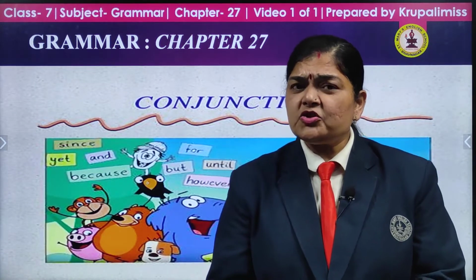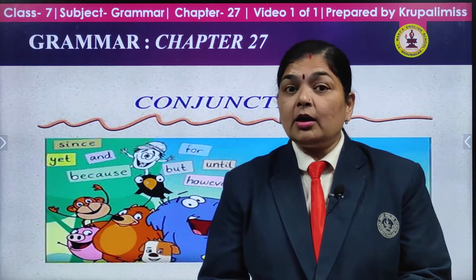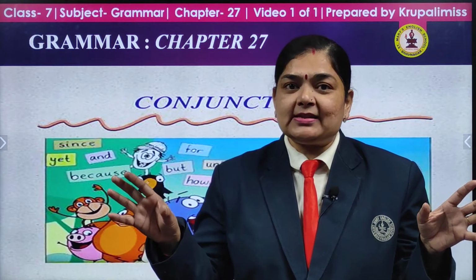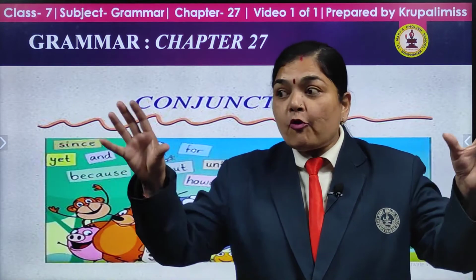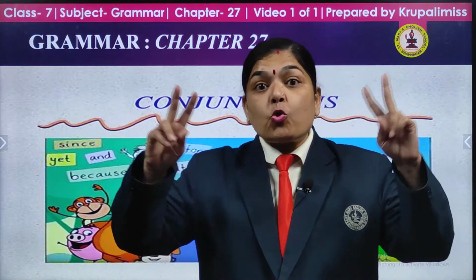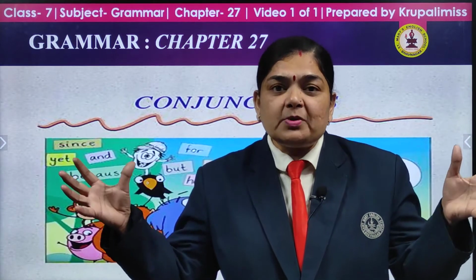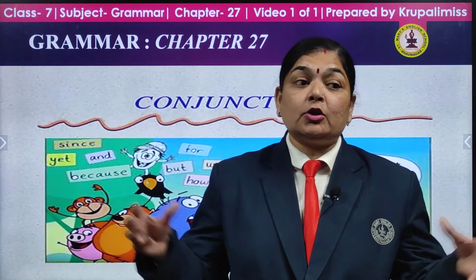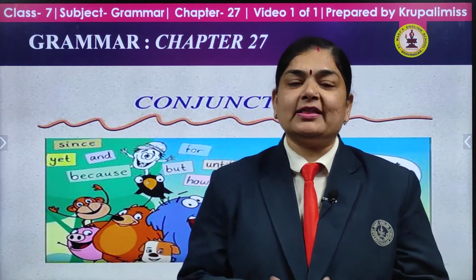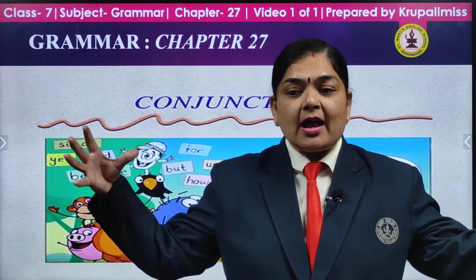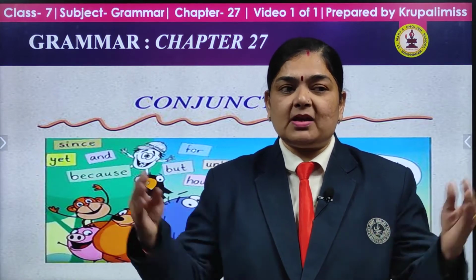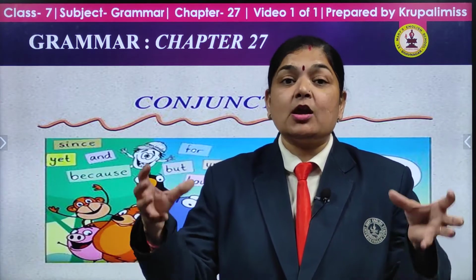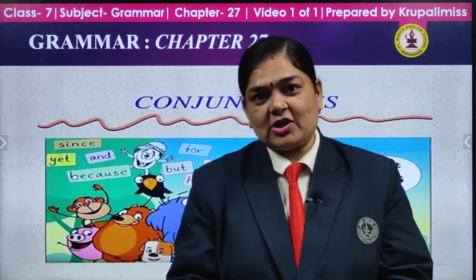Do you know what a conjunction is? When two things, two sentences, two phrases, two opposite or contrasting sentences are to be joined together, we need a word in between to connect them, to join them. That is called a conjunction. Conjunction means the co-junction of two sentences, phrases, or words.